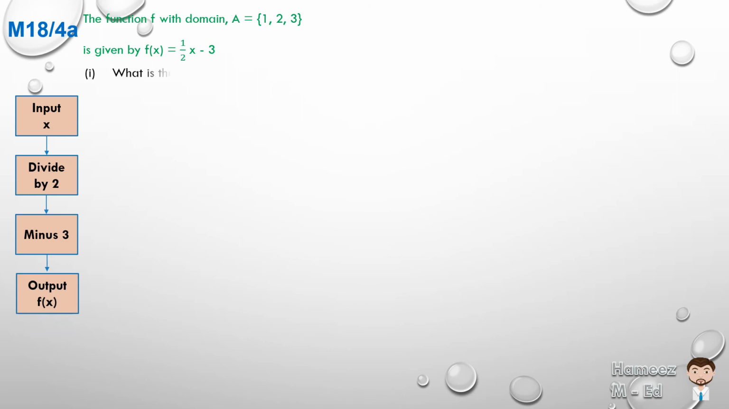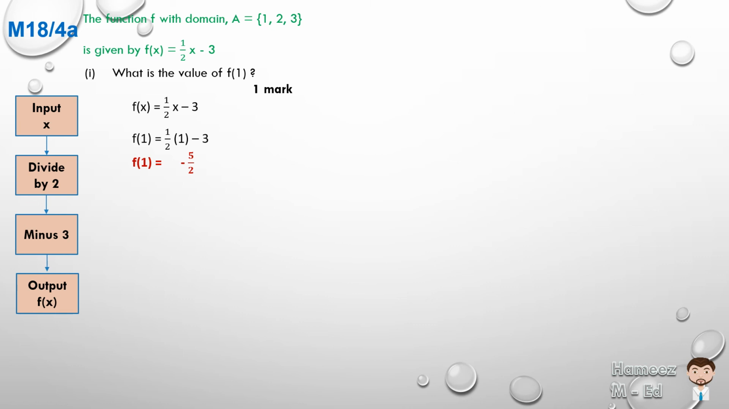So part 1 of the question, what is the value of f of 1? So we know the formula f of x is equal to half x minus 3. f of 1 means that the x or the input is 1. So let's calculate. We can substitute x is equal to 1. So we get f of 1 is equal to half times 1 minus 3. A half of 1 is a half. A half minus 3 will give us minus 5 over 2, or minus 2.5.